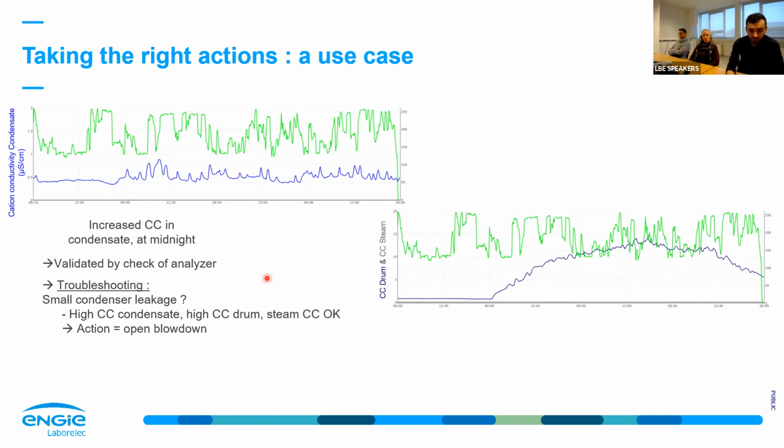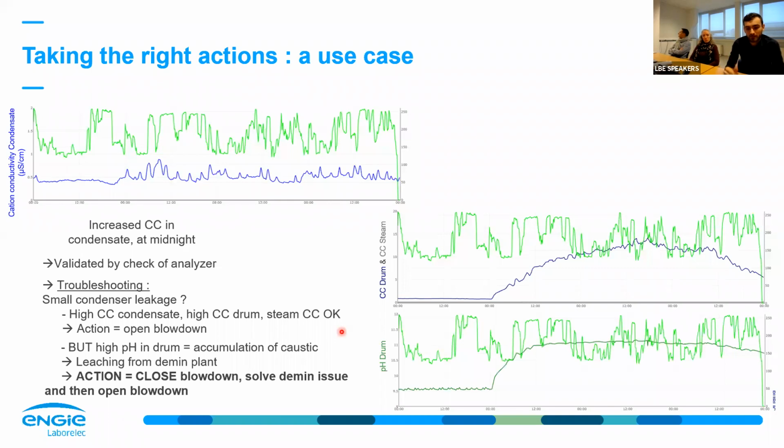Well, could be okay, but when you go a little bit further into chemistry, you can take a look at the pH. pH is also increasing, which is quite strange when you have a condenser leakage. You should expect a pH decrease. So, okay, this is an accumulation of caustic elements. This is not a condenser leakage. This is a leaching from the Demin plant.